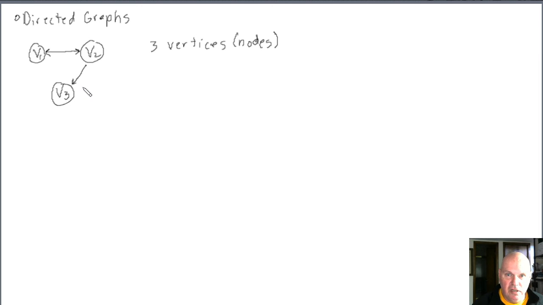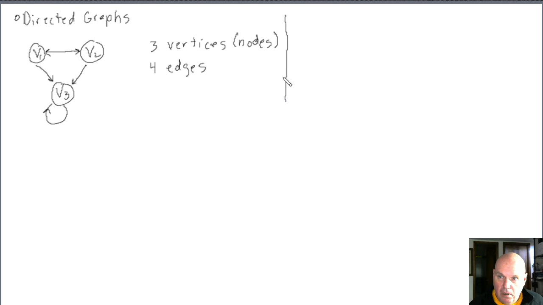You could think of this as a one-way street between V2 and V3, and then similarly a one-way street from V1 to V3, and then V3 actually consists of some sort of loop back to itself. In this case, it's called directed because the edges have arrows allowing flow in either both directions or in a single direction. But this particular directed graph has 1, 2, 3, 4 edges.